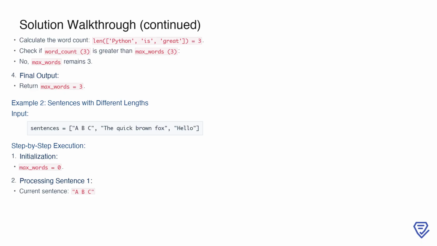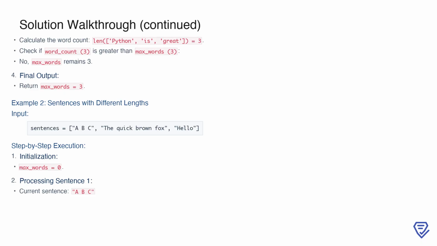Since the word count is not greater than max_words, we do not update the variable. At this point, we have processed both sentences, and the maximum word count we observed is 3. Therefore, the final output for this example is max_words equals 3.